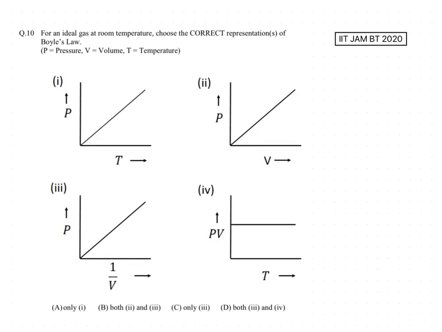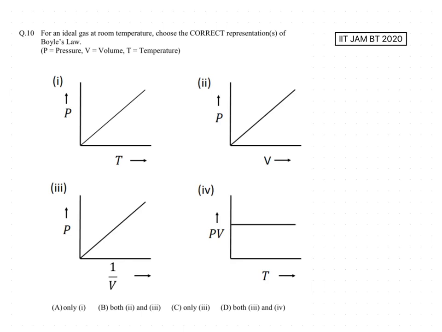In this video we are going to solve a problem which came in the year 2020 in JAM Biotechnology paper. Here the question is, for an ideal gas at room temperature, choose the correct representations of Boyle's law. Four graphs are given where P is the pressure, V is the volume, T is the temperature, and only one option is correct.